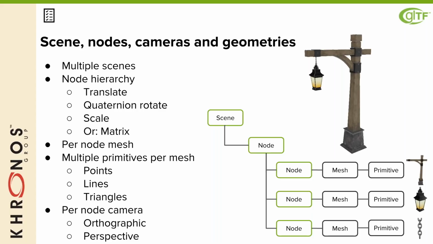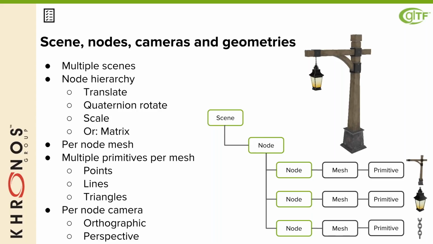So what's possible right now, you can do translations, you can do a quaternion rotation, you can do scaling, or you can provide a matrix to the node. And finally, if you look to the right, at the little lamp, the scene is really built up like this. You have this lamp, you have the pole, and you have this chain, and they're composited with glTF to the final image at the top. You can have a mesh per node, but you can have multiple primitives per mesh. For the lamp, it's just one primitive, but it's possible to have several primitives.